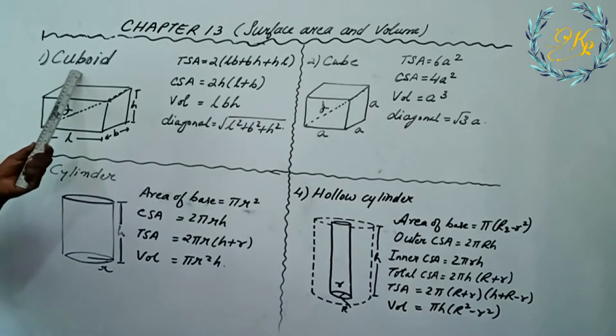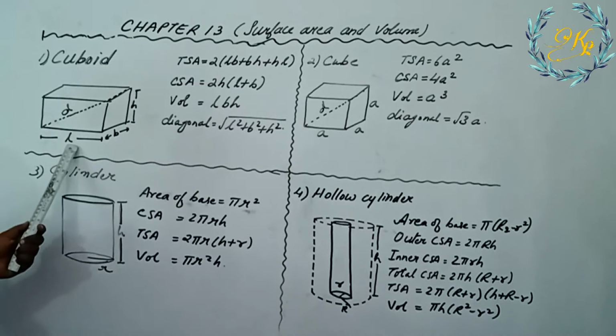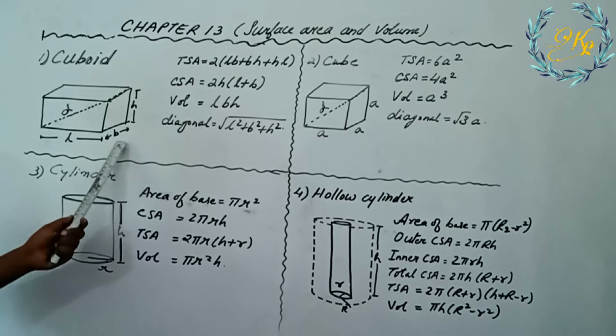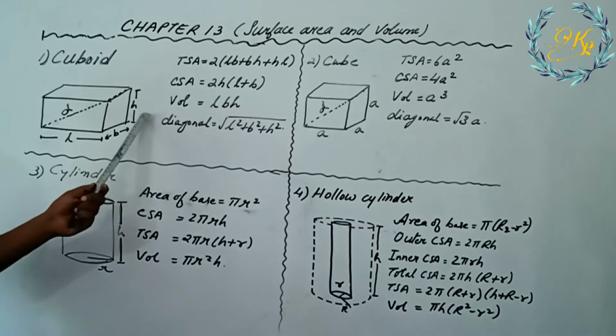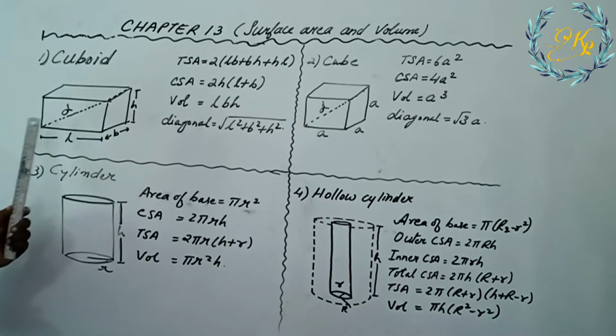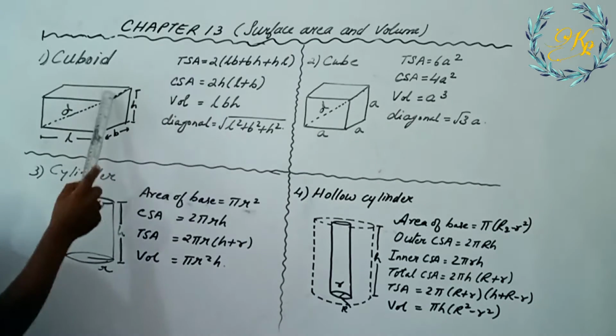In a cuboid we have three sides. The longest is called the length, the shorter one is called the breadth, and the shortest is termed as the height of the cuboid. As you can see, a line that joins the opposite end points is called the diagonal. There are a few formulas related to cuboid, that is the total surface area of the cuboid.